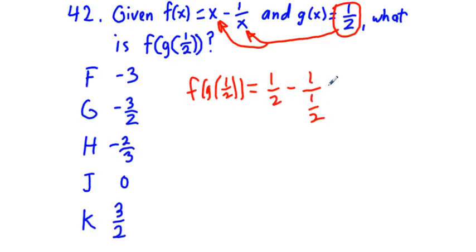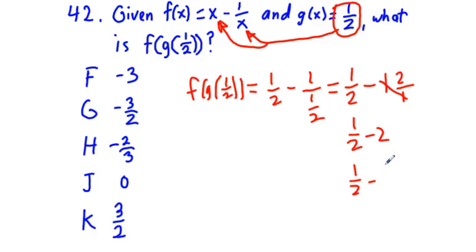And I told my students today that dividing by a fraction is the same as multiplying by what? Its reciprocal. So instead of dividing by 1/2, we multiply by 2 over 1. And so we have 1/2 minus 2, which is the same as 1/2 minus 4/2, which equals negative 3/2. So our correct answer to this one is G.